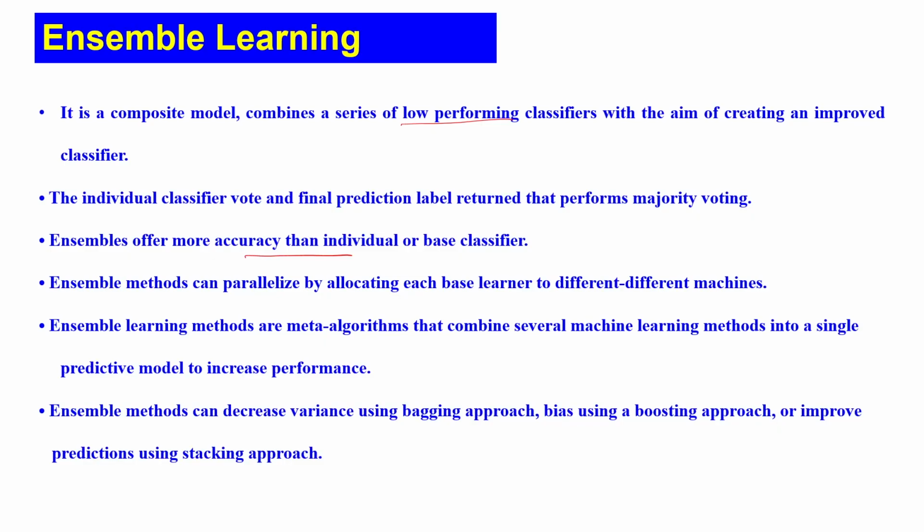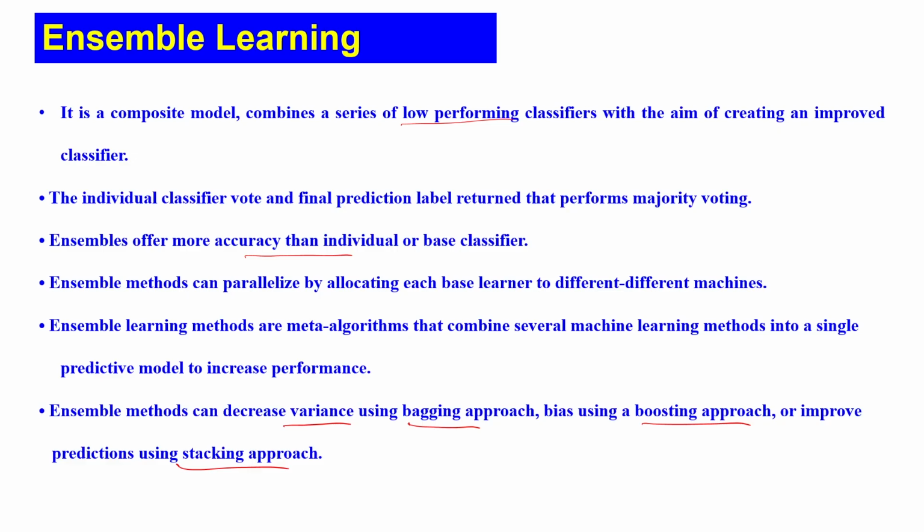So, ensemble methods can decrease the variance. You may not have heard about variance now: variance by a bagging approach, bias using a boosting approach, or improve prediction using a stacking approach. So, you could understand there are three basic approaches: a bagging approach, boosting approach, or stacking approach. You will soon learn about these things very soon. Okay. So, I hope this is the very beginning of the ensemble learning.